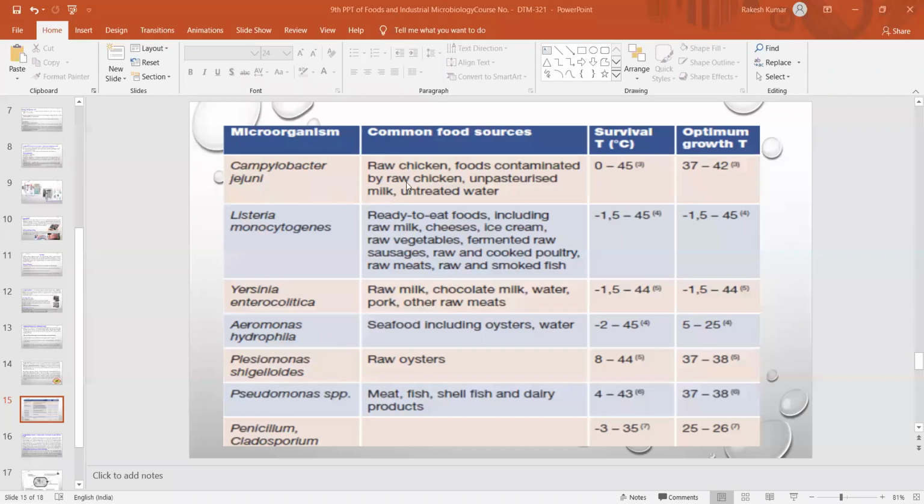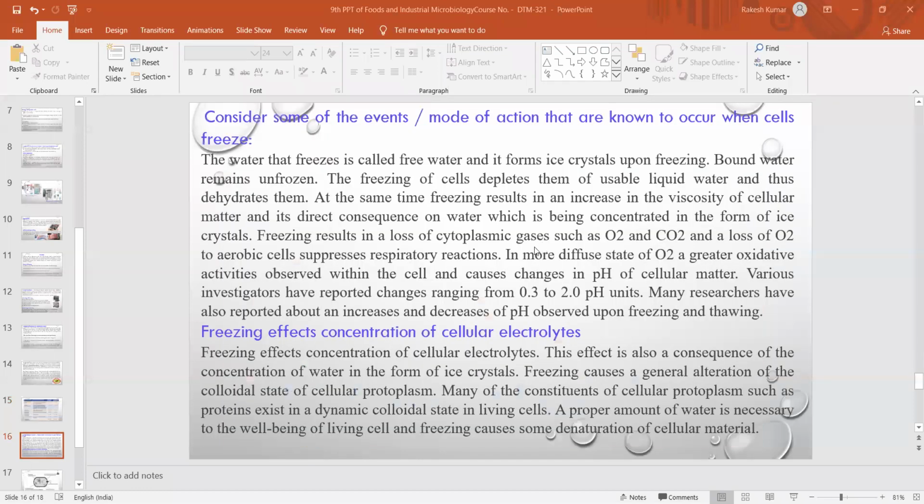These are the different microorganisms given in this table, and the common food sources are also listed here. Then the survival temperature is given in this column, and the optimum growth temperature is also given in this table. Simply you have to go through, these are the problematic types of microorganisms responsible for transferring some kinds of diseases to human beings. So automatically you have some idea about the survival range as well as the optimum growth temperature range.